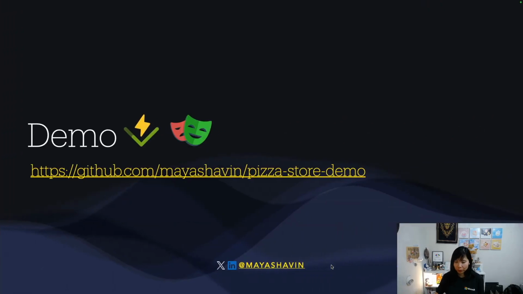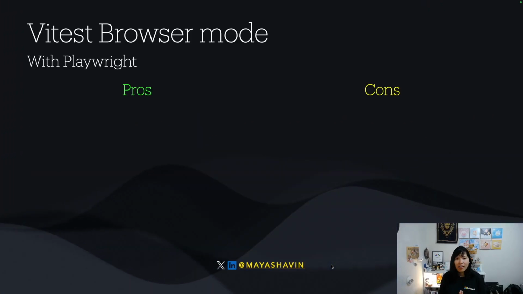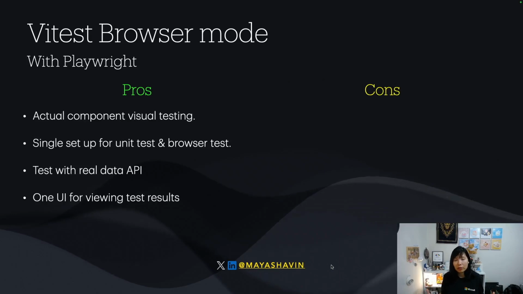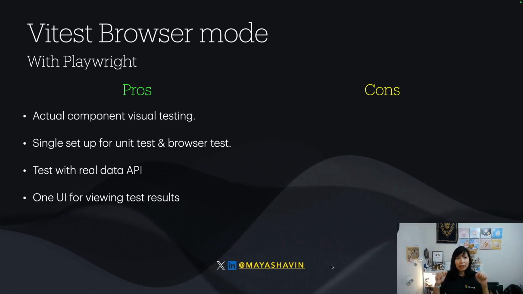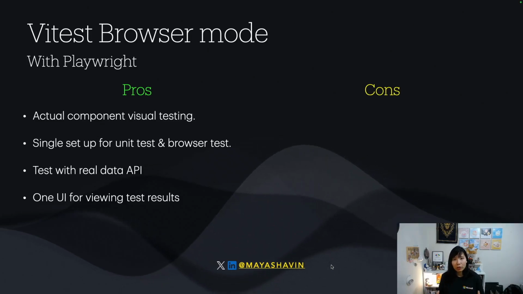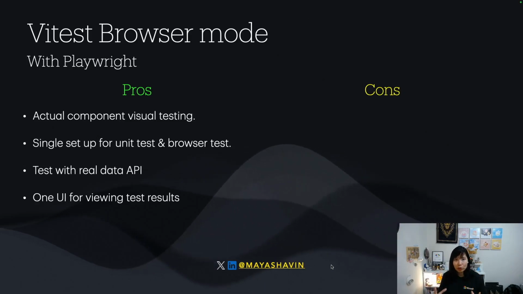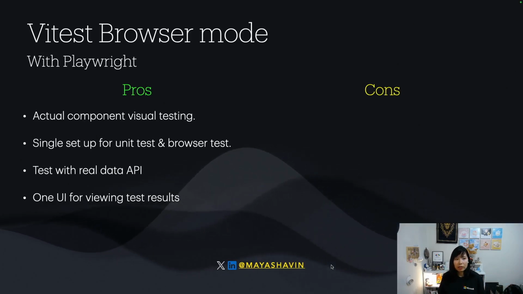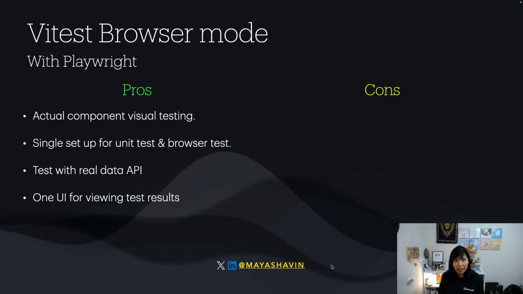Okay, cool. Before we finish, what can we expect from Vitest browser mode with Playwright? Well, the pros are obviously that we have everything in one place, and we can test our component in an isolated mode with the actual browser, actual UI, and actual data. We can have one UI to see the report on the status of the tests. And we don't need to run different commands and different modes for different kinds of tests.